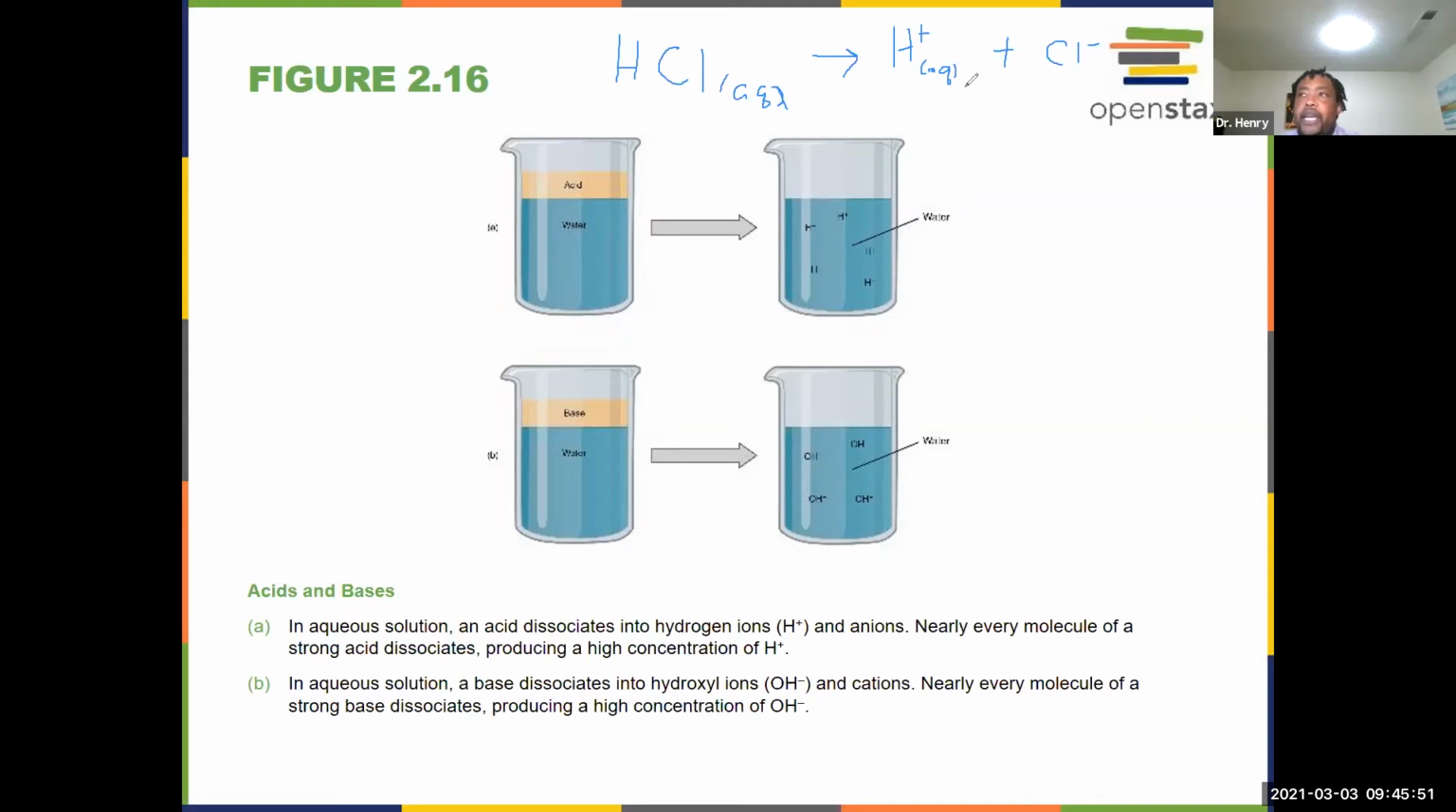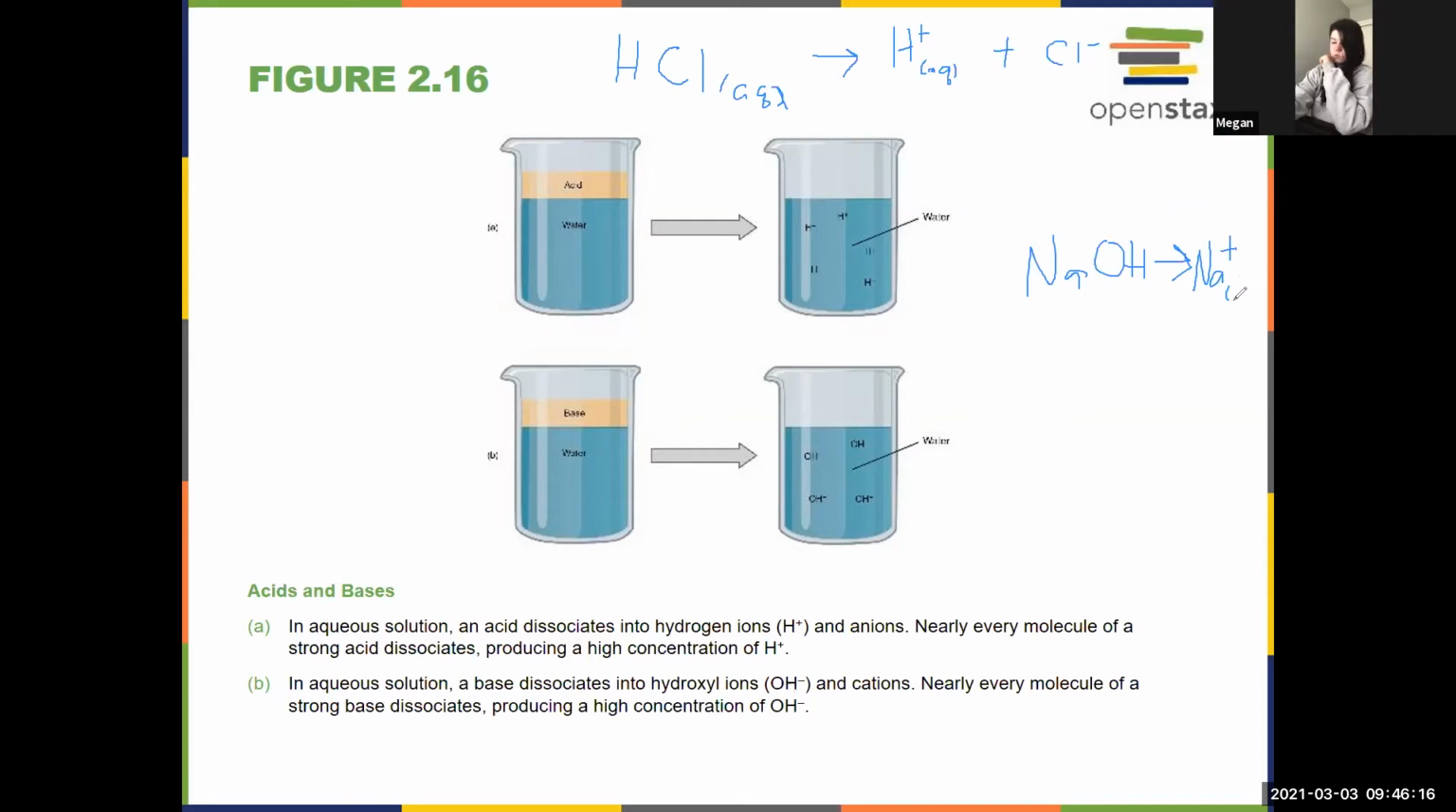Okay, so bases, on the other hand, also dissociate into ionic components. But in this case, typically it'll be a metal and the hydroxide ion, or the hydroxyl ion, what they call it in your book. So it'll separate into a metal plus, AQ, plus OH minus.